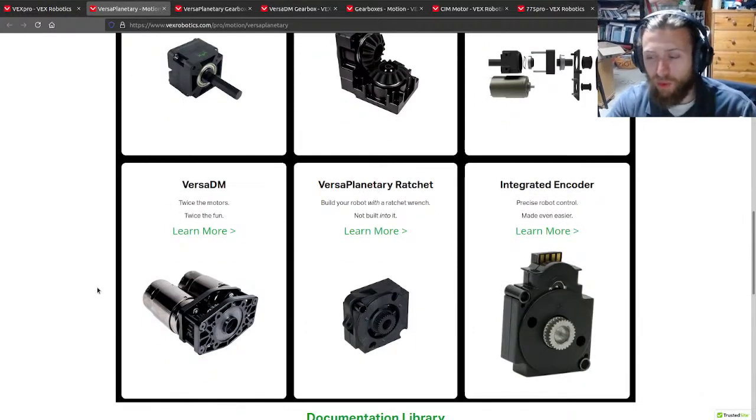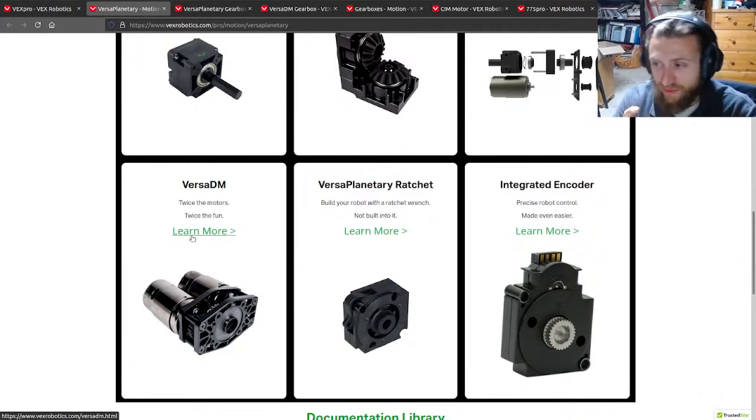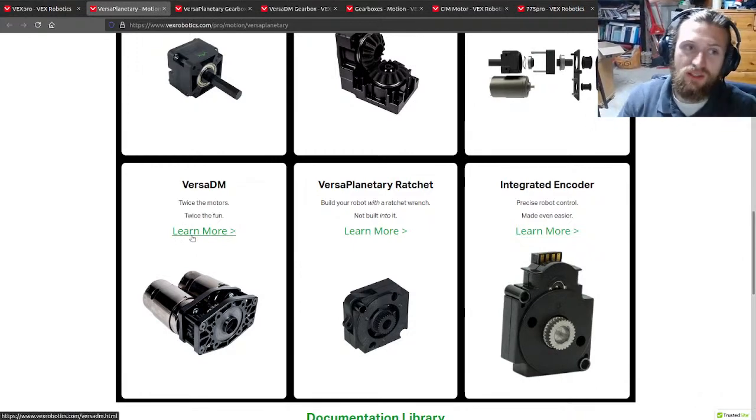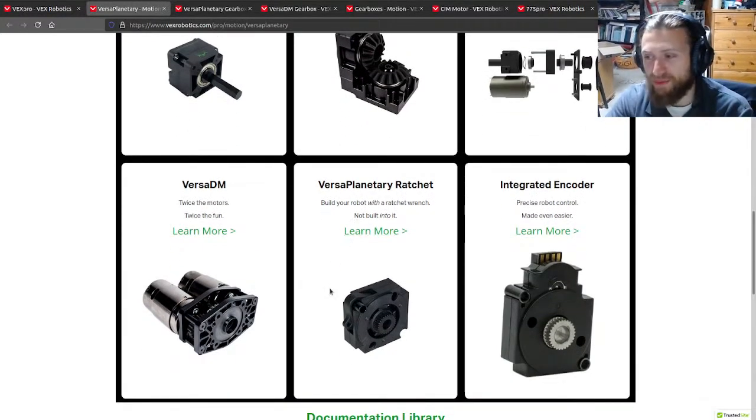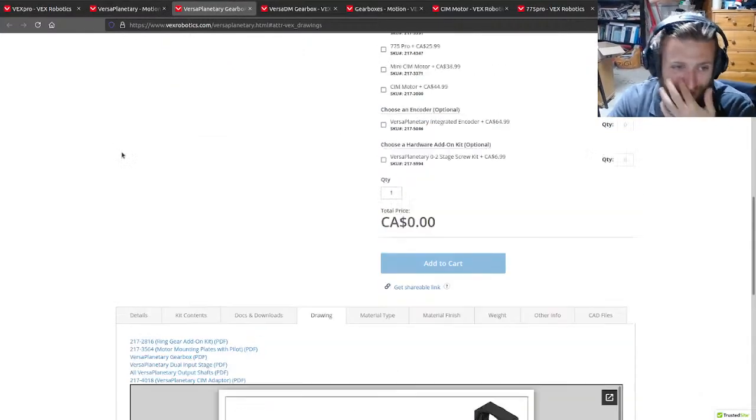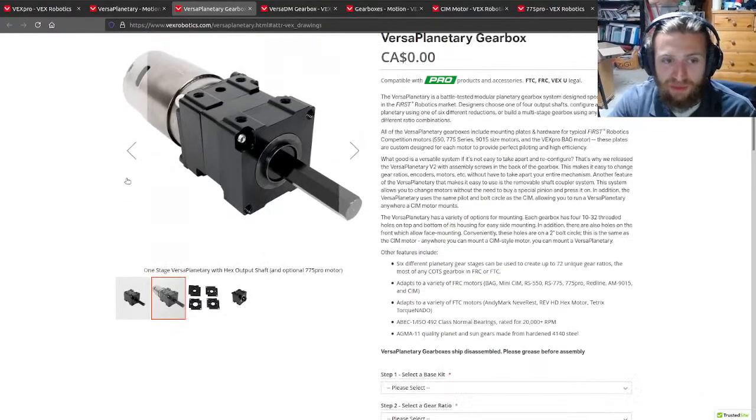They have this dual motor input thing where you can do like two 775s, or what they call bag motors, they're small, into a single Versa Planetary gearbox. They have a ratcheting mechanism. You heard me explain the ratcheting mechanism a minute ago. And then they have this encoder. This is the Versa Planetary gearbox. So this is the one that we're going to end up using in our design.